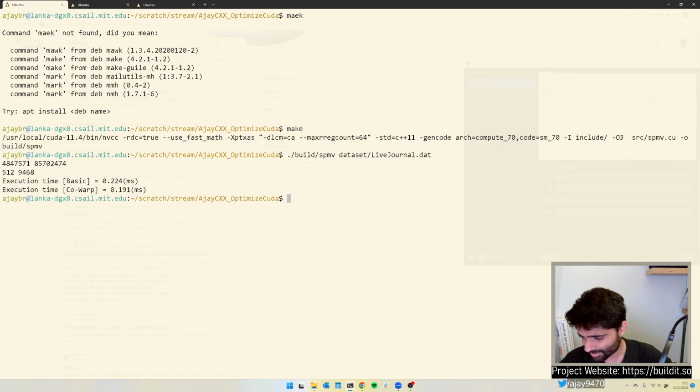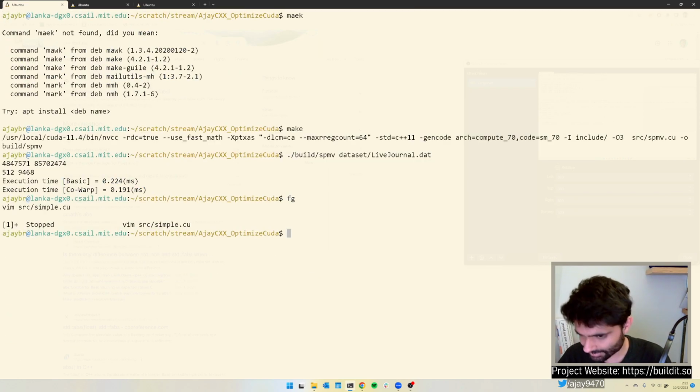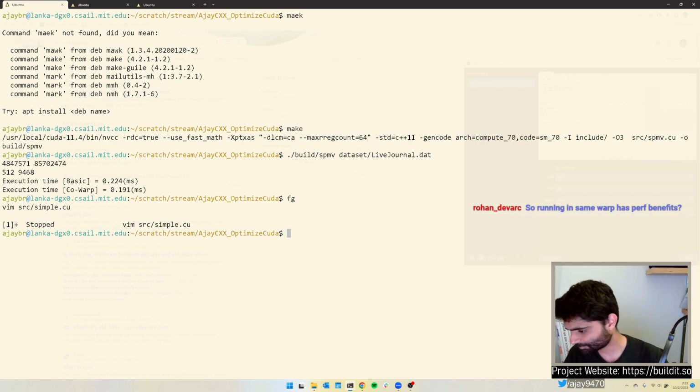So yeah, the difference is not as much. I was actually surprised when the difference was so high. Yeah, so it has improved performance, but it hasn't improved it as drastically as before. So running in the same warp has performance benefits. The threads were still running in the same warp before. It's not like they're running in different warps now.